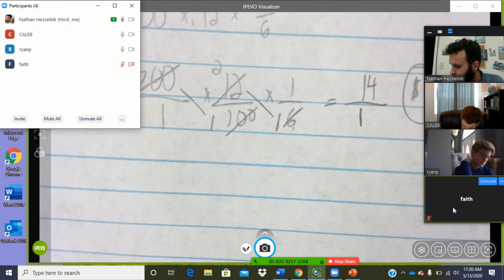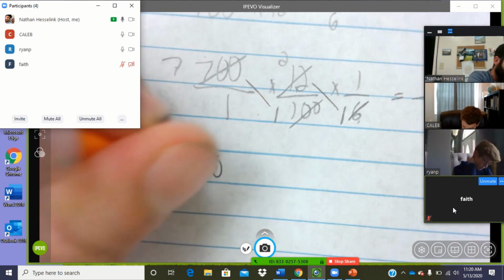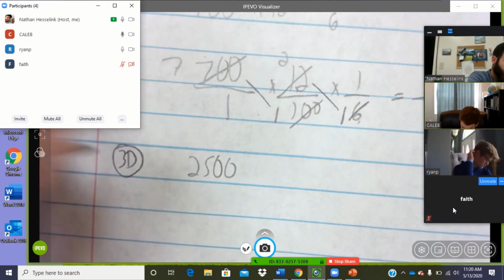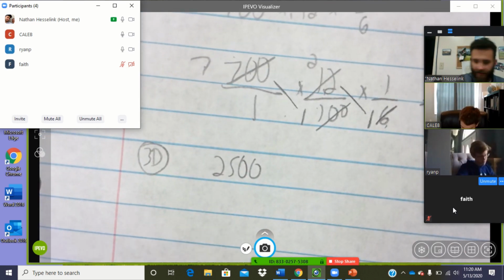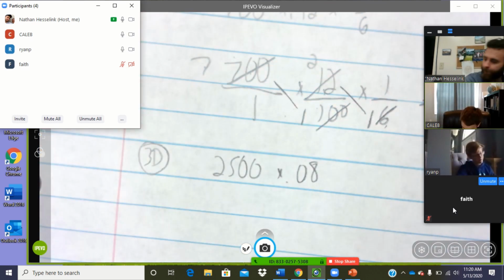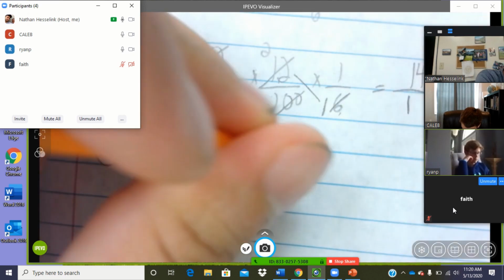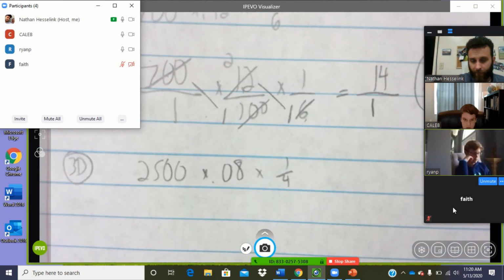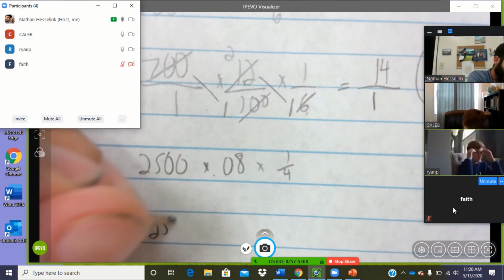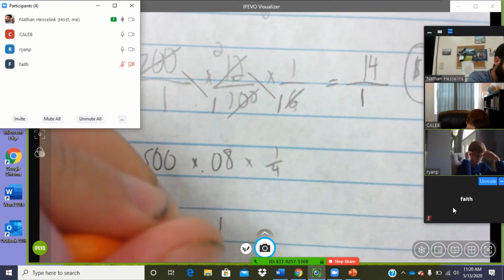So let's look at letter D then. We'll look at this again. 2,500 times 0.08. What is 3 months of a year, fraction-wise? 1/4. So 0.25. So you could do 0.25 times 0.08 times 2,500. That's the normal way. The way I like to do it is make it all fractions.